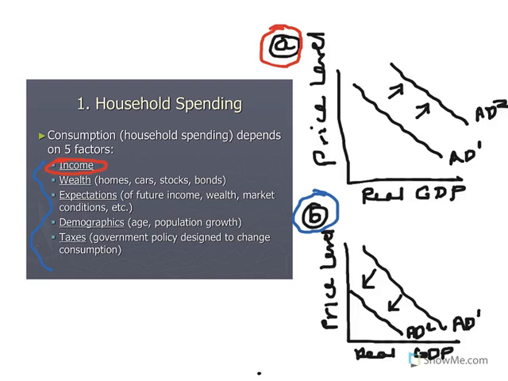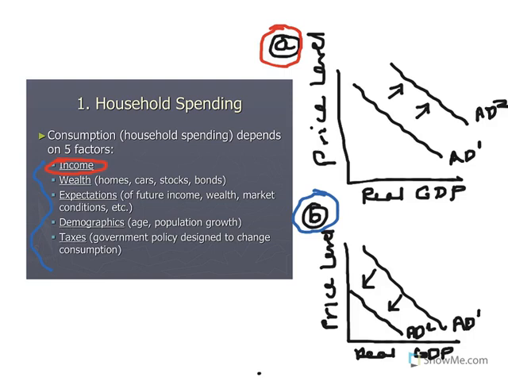The third factor that influences household spending is expectations. And expectations is a pretty broad category. However, we know that consumer expectations have a major impact on household spending or consumption expenditures. And so expectations can include our expectations of our own future changes in income or wealth.